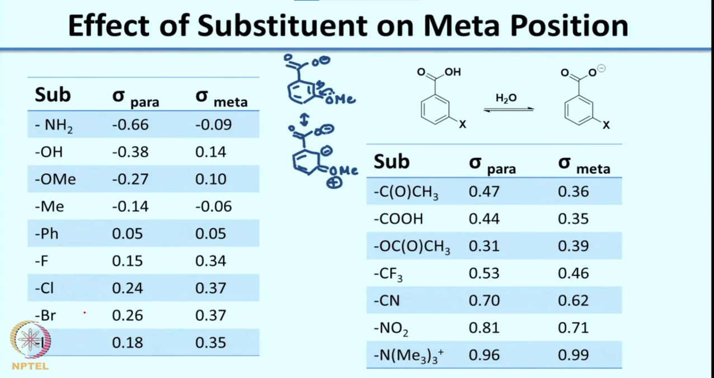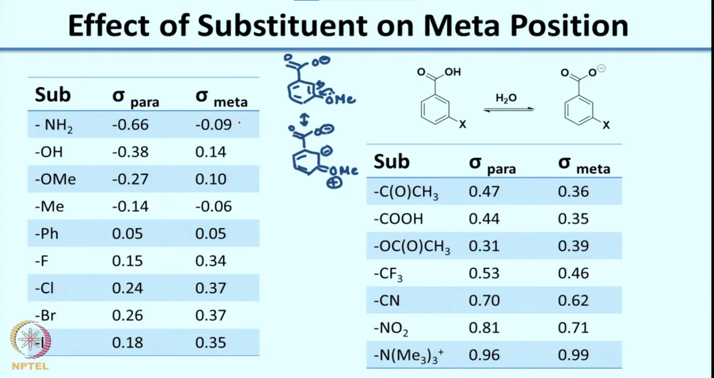Actually, it depends on the reaction. Sometimes it's minus I and sometimes it's plus M. That's why the value is not constant at the para position. You can see here for F we have 0.15, and in case of chlorine, bromine and iodine the trend is not followed. So it depends on the reaction. Okay, so we have talked about the para position.